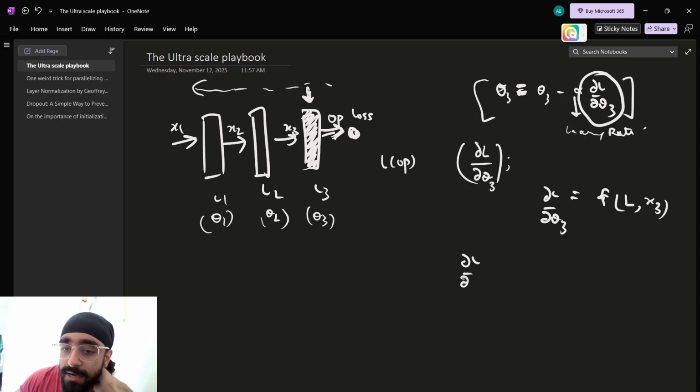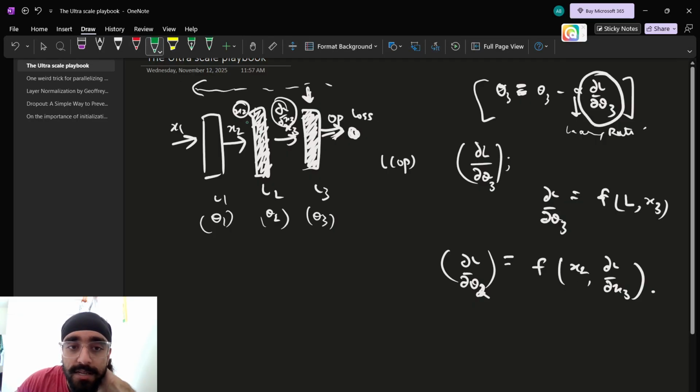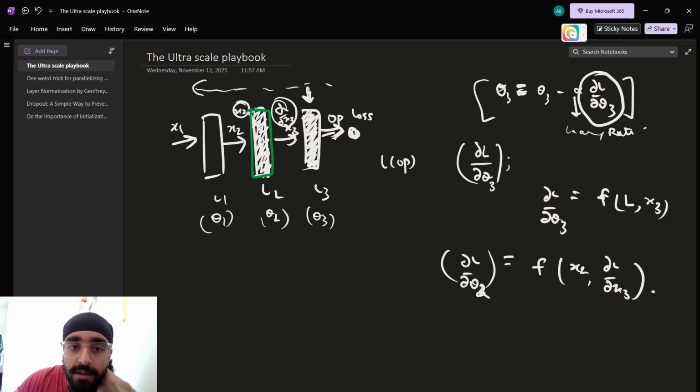Similarly, when we are calculating dL/dθ2, that is this layer, we need the gradient of loss with respect to x3, and also we need x2. So dL/dθ2 is a function of x2 and dL/dx3. So when I was saying that to calculate the gradient of a given layer, we might need access to intermediate tensors, like for example x2 in this case.